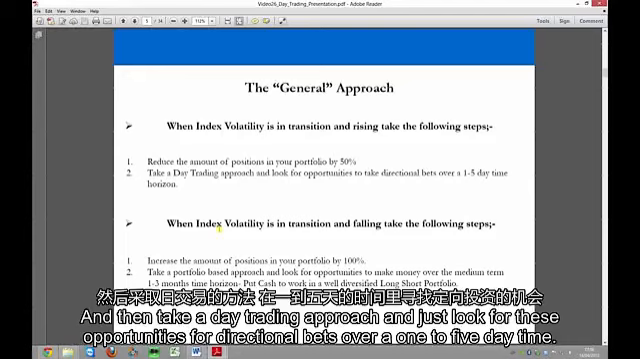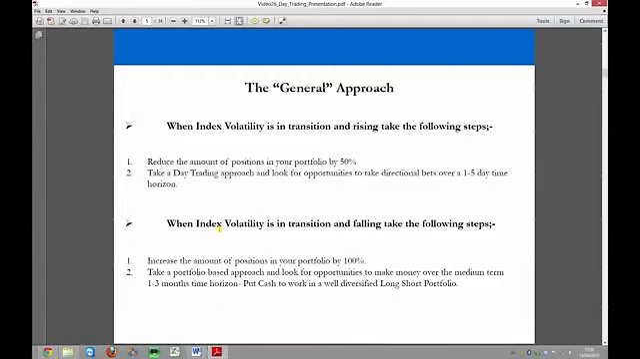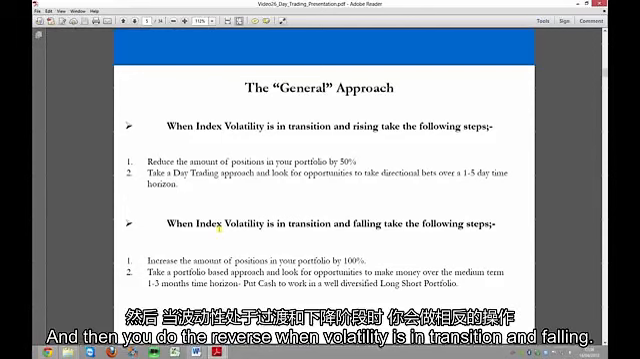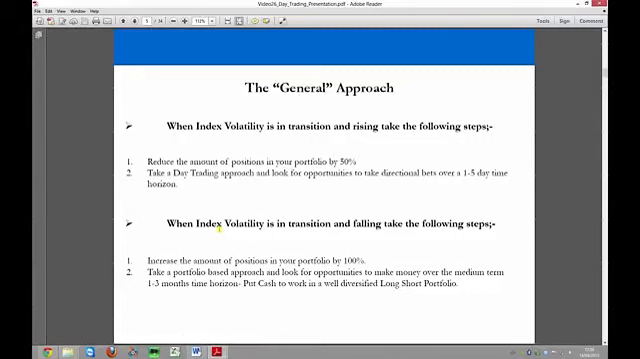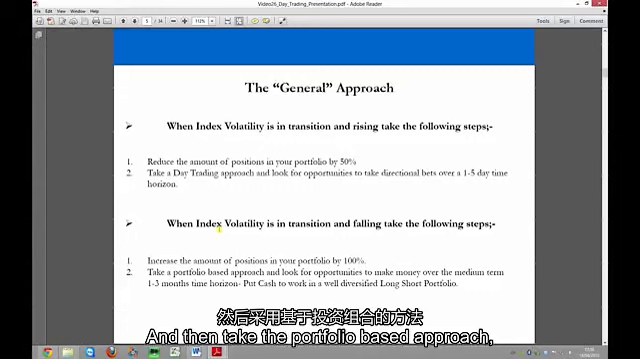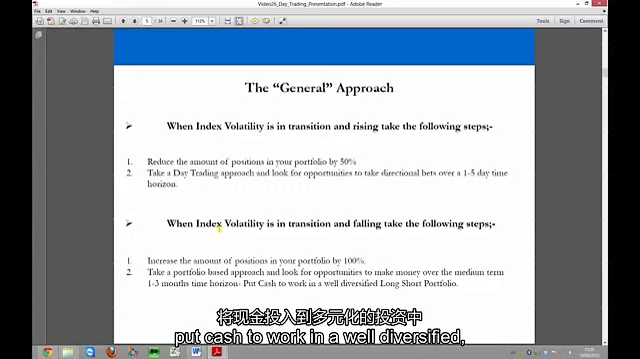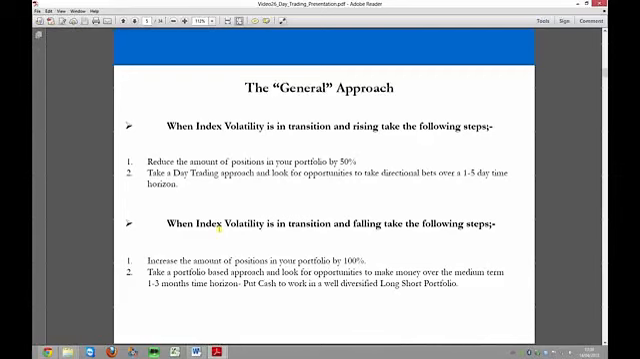And then take a day trading approach and just look for these opportunities for directional bets over a 1 to 5 day time horizon instead of 1 to 3 months. And then you do the reverse when volatility is in transition and falling. You should probably be looking at increasing the amount of positions in your portfolio by double, so by 100%. And then take the portfolio-based approach, put cash to work in a well-diversified long-short portfolio.